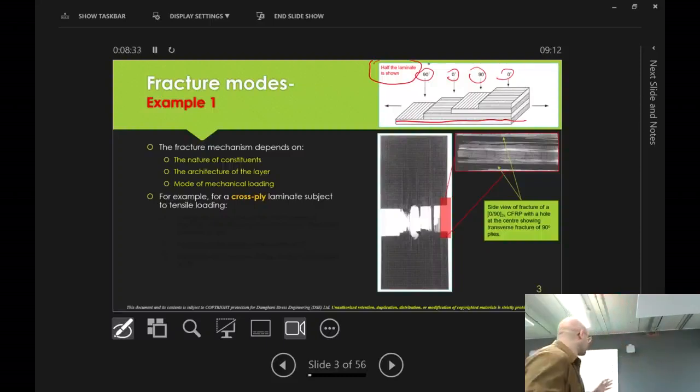So the fracture mechanisms that we discussed really depend on three parameters. One is the nature of the constituents. What kind of fiber are we using? Is it glass? Is it carbon? Is it bamboo? Makes a difference. The architecture of a layer, is it unidirectional as we see here, or is it woven bidirectional, or is it woven through the thickness, or weaved as we call it, three-dimensional weave composite? That's a different story. And then the mode of mechanical loading.